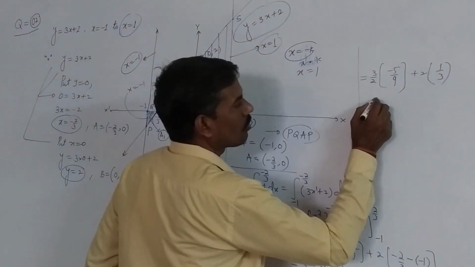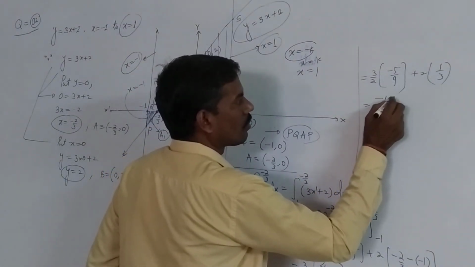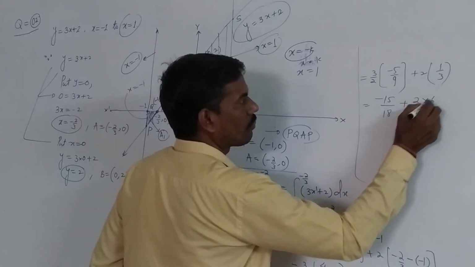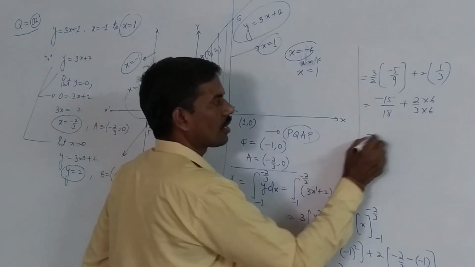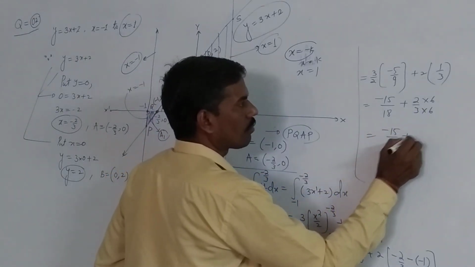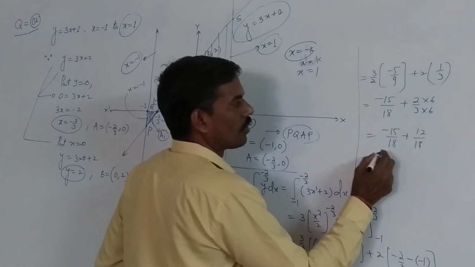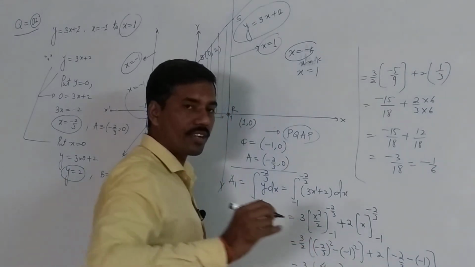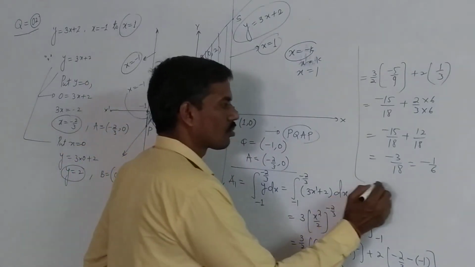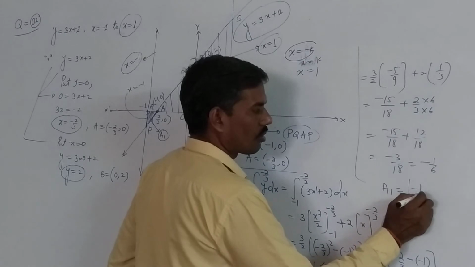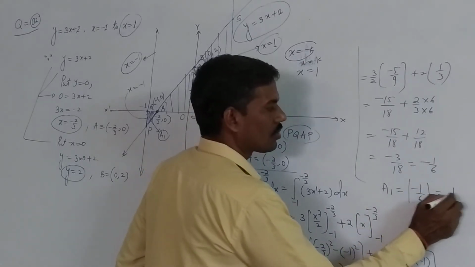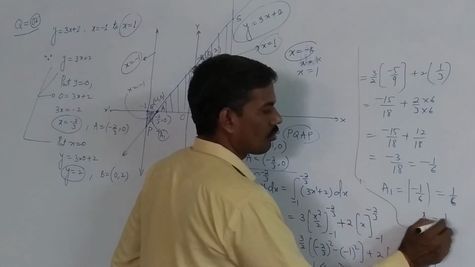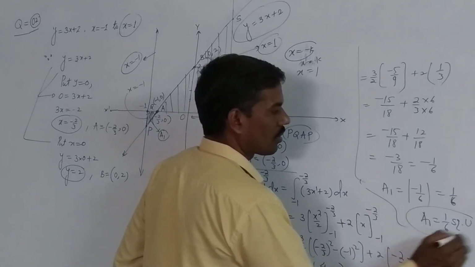This is equal to -15/18 plus 2/3. Multiplying and dividing by 6, we get -15/18 plus 12/18, that is -3/18, which gives -1/6. Since area is always positive, A1 is equal to mod of -1/6, that is 1/6. So A1 is equal to 1/6 square unit.